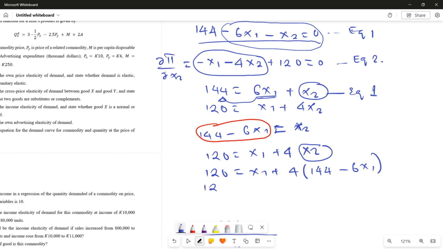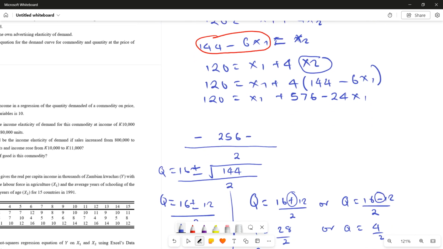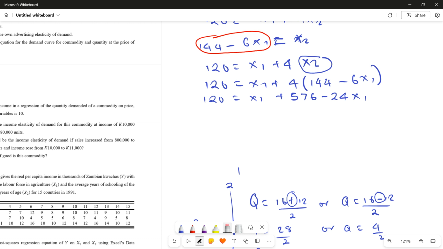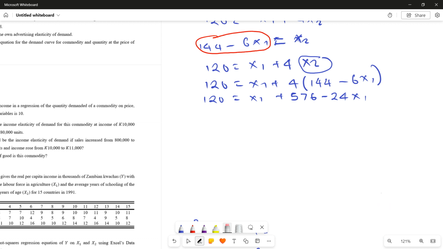So 120 will be x1 plus, now the next thing is just to open the brackets. When you multiply 4 times 144, you're going to get 576, minus 4 times 6, which is 24x1. You see that? Great. I'm sure you can see that these things are not difficult.